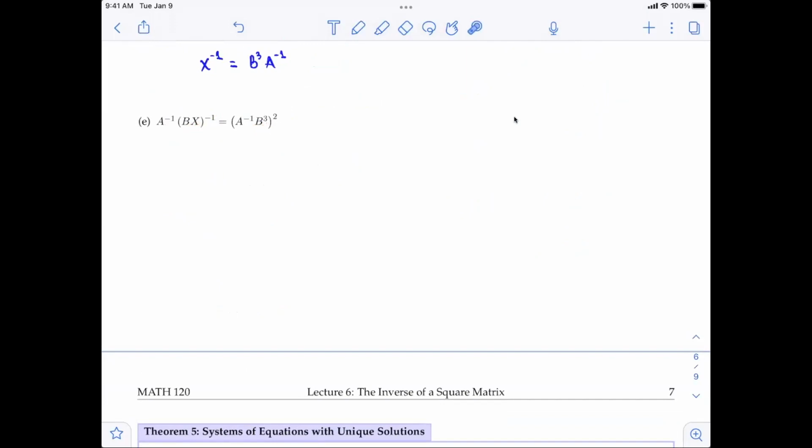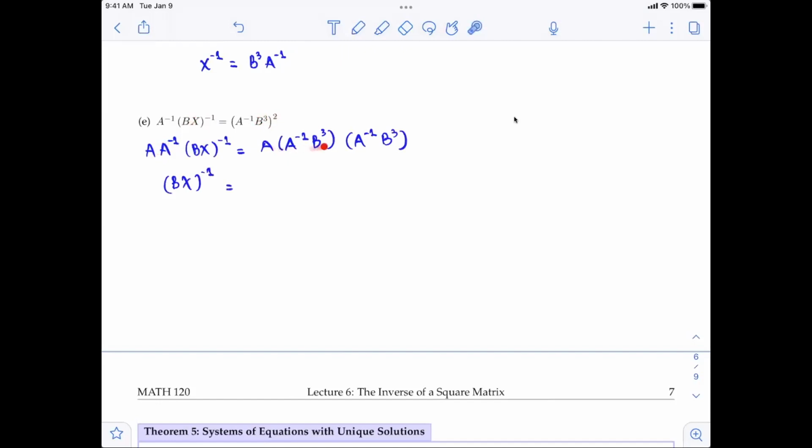Okay, so I'm going to move A inverse to the right-hand side. To do that, because A inverse is on the left of this product, I'm going to do left multiplication on both sides of the equation. And I'm going to expand this square as A inverse B cubed times another A inverse B cubed. Okay, so this gives me an identity matrix. Therefore, the left-hand side becomes BX inverse.